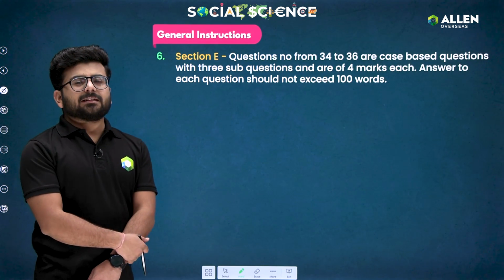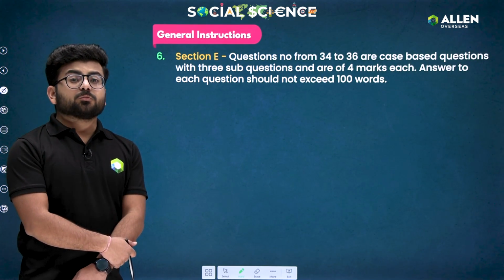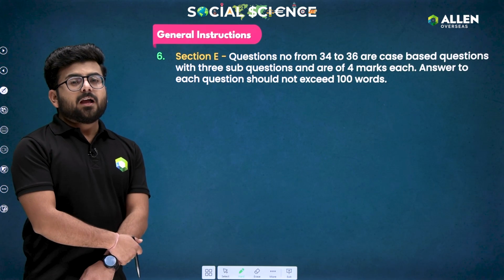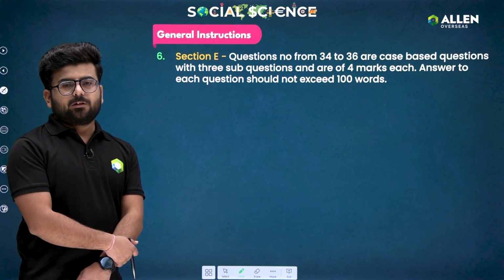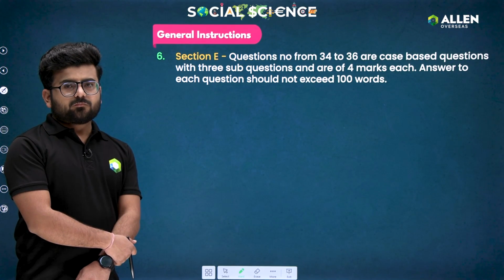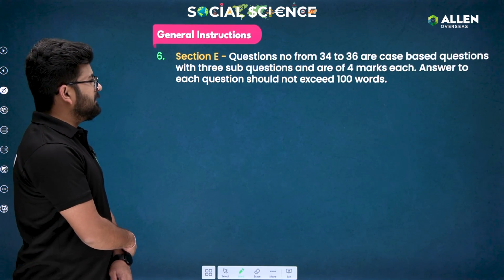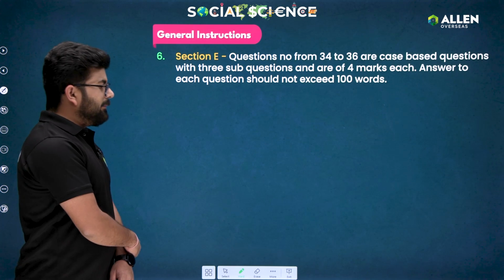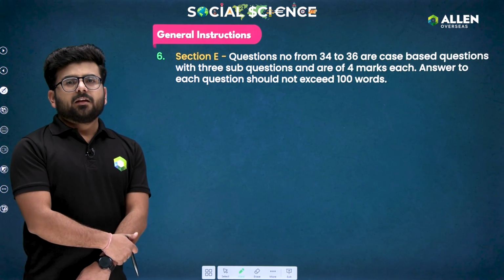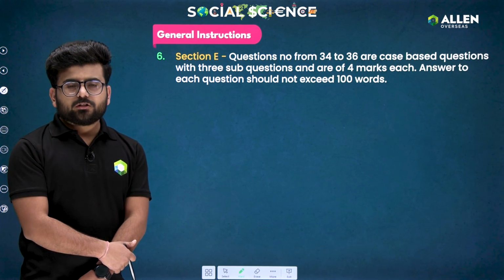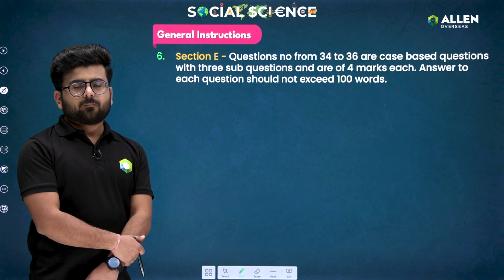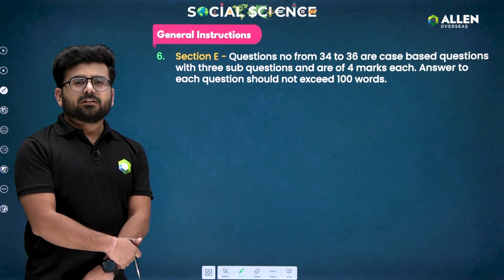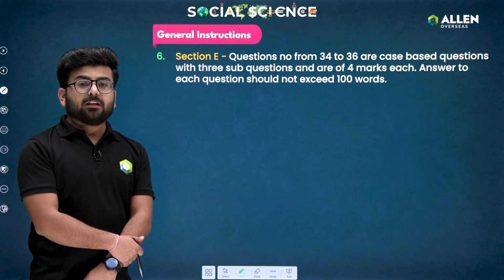Next, the upcoming section is section E and it is the most important section among all, because in this section we'll be getting case-based study questions. Here you'll be getting questions from question number 34 to question number 36. So ultimately in section E, you'll be getting a total of 3 questions.